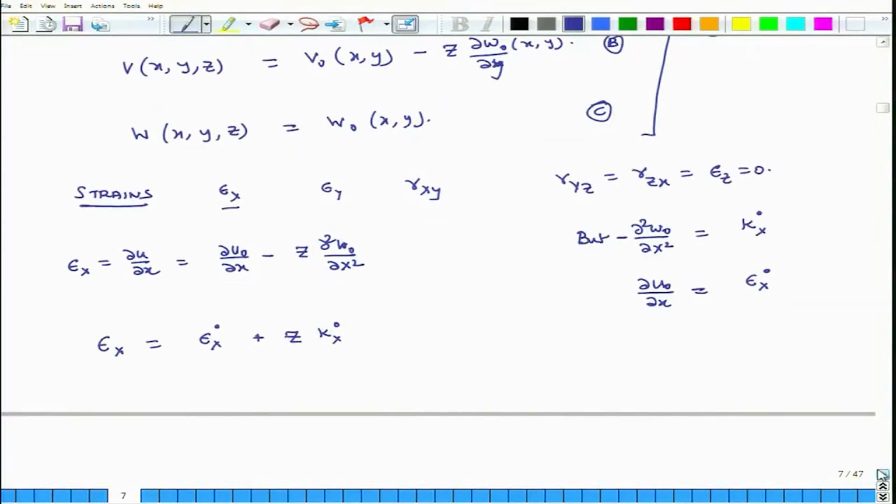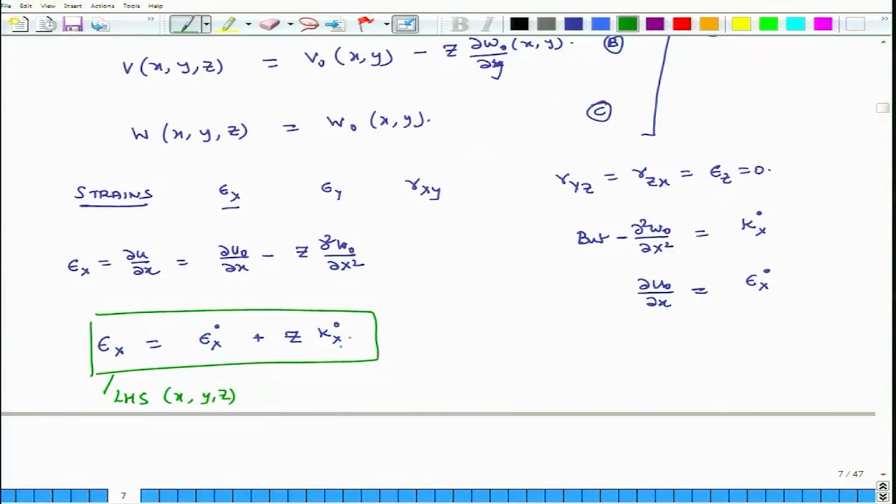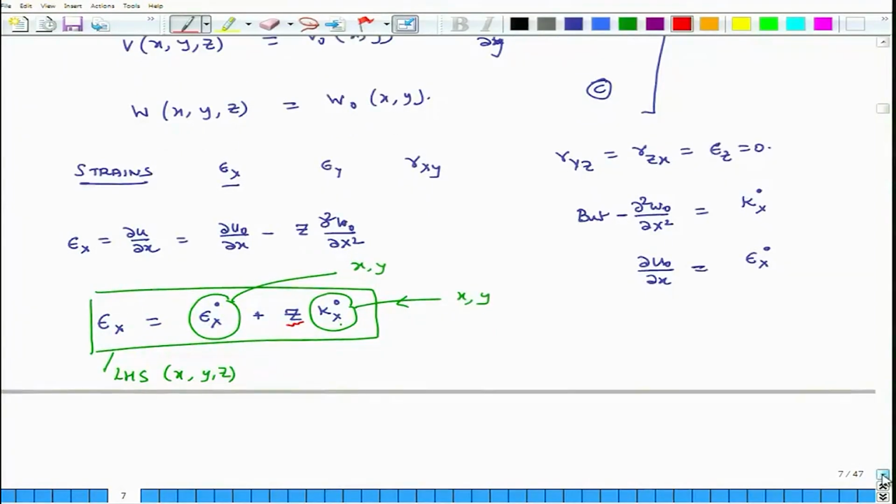So, this is one equation. Once again the left hand side is a function of x, y and z, but kx depends only on x and y, and mid plane strain also depends only on x and y. The reason the left hand side is a function of x, y and z is because on the right side you have an explicit term involving z. If this z was not there, then the left side would also be independent of z.